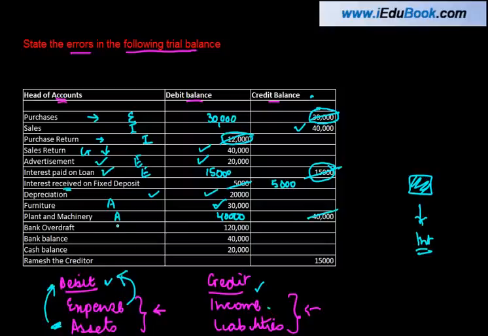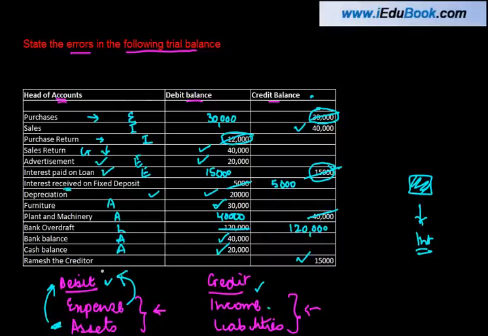Bank overdraft, liability. It has to go to the credit side. Bank balance, asset. Correct. Cash balance, asset. Correct. And the last one is Ramesh, the creditor. A creditor is what? A liability, and therefore he has to have a credit balance, which is correct.